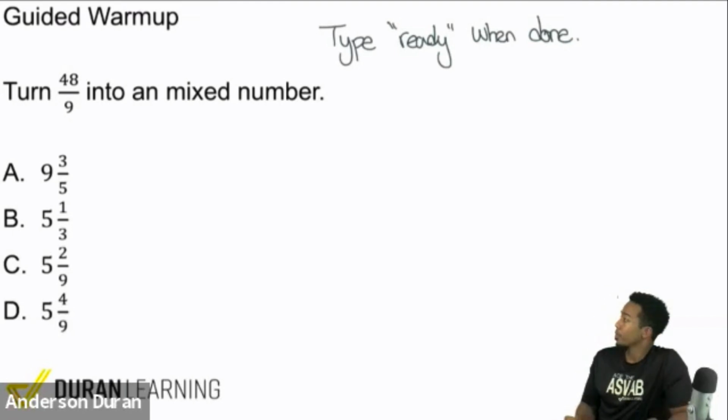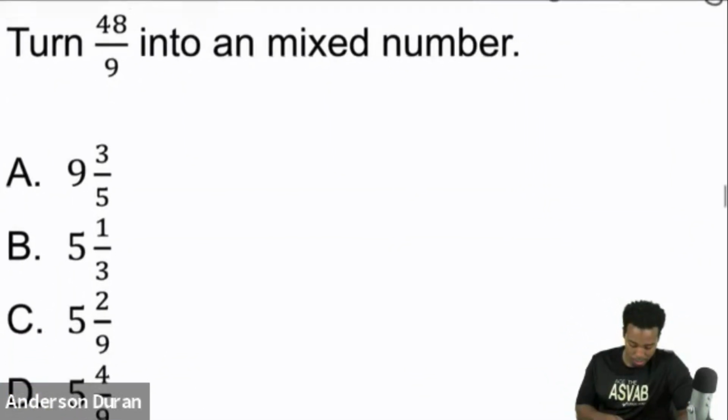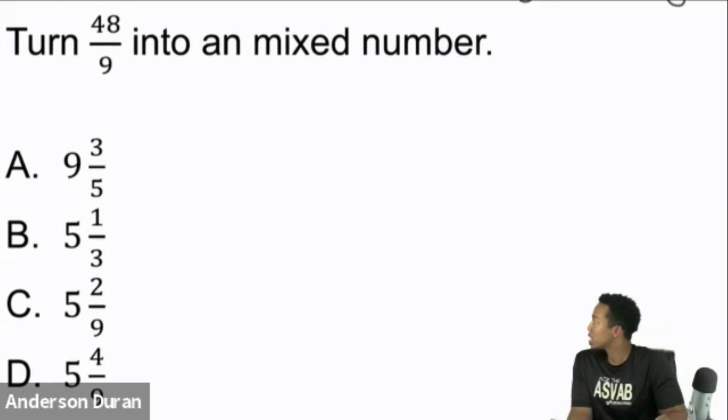So here we go. The problem states, I'm going to zoom in a little bit here so we can see more of it. All right, cool. So it says turn 48 over 9 into a mixed number. Okay, so we're checking this out. And I'm really wondering why a lot of people said that they were confident, but not a lot of people here called out the BS. Everybody who is 100% confident with this, what's wrong with this? Saying no answer, they're wrong. Yeah, okay. Let's find out.